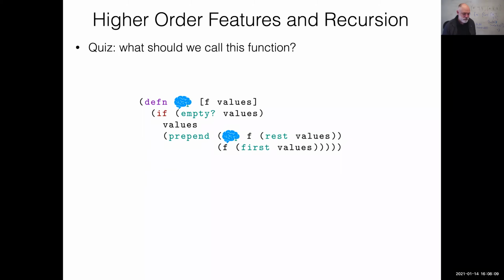Great, reasonable question. As much as we can, let's have a conversation. Rest returns all elements of a list except for the first one. First returns the first element of a list. James, map, yes. So what does map do?